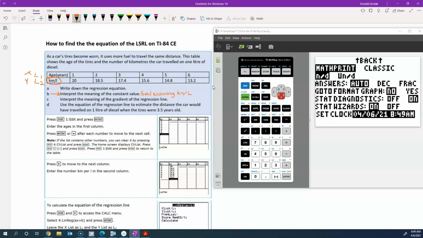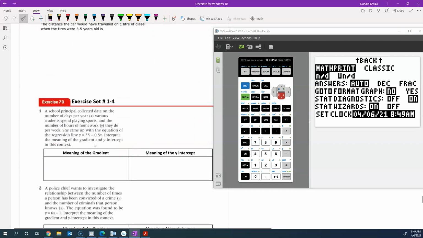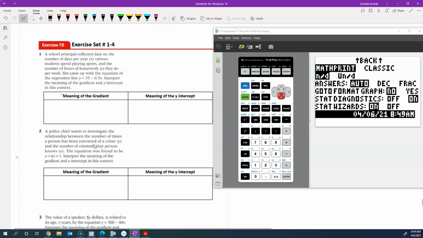Okay, so when we do the gradient, okay, gradient is y over x. So that's going to be the kilometers per liter per year. So later on, because that's what you're doing on your assignment today, you have to write down what the meaning of the gradient is and what the meaning of the y-intercept is. So you got to know what those are.